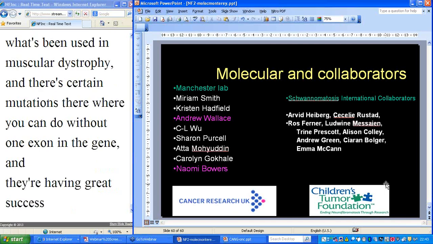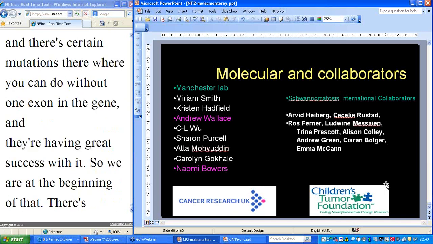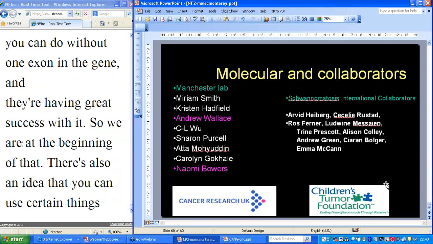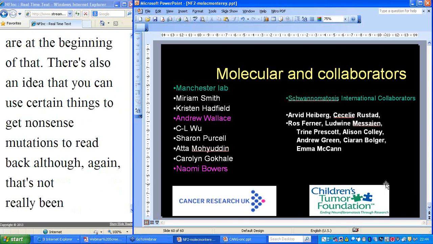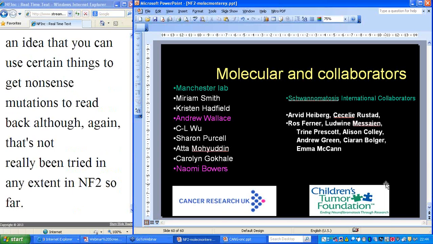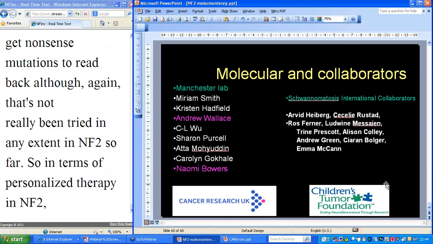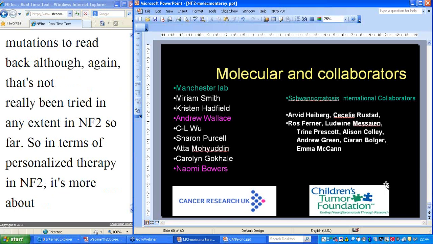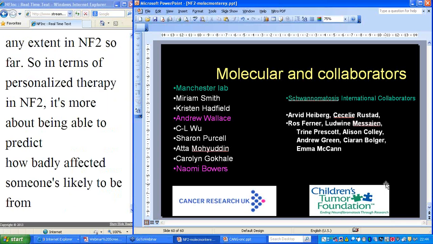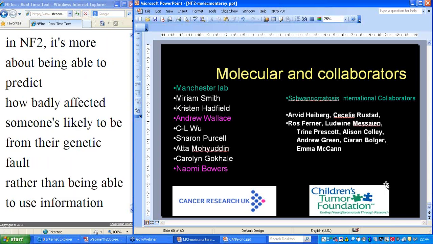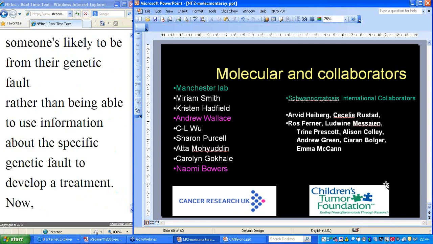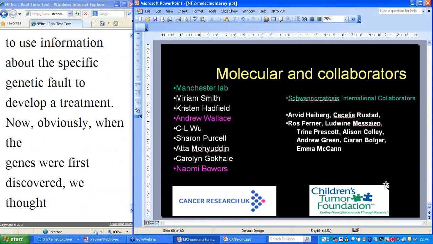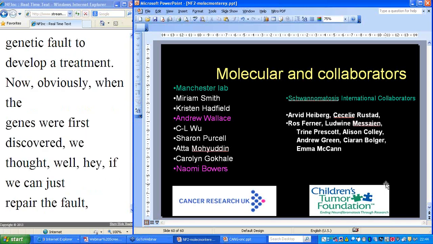There's also an idea that you can use certain things to get nonsense mutations to read back, although again that's not really been tried to any extent in NF2 so far. So in terms of personalized therapy in NF2, it's more about being able to predict how badly affected someone's likely to be from their genetic fault, rather than being able to use information about the specific genetic fault to develop a treatment. Now, obviously, when the genes were first discovered, we thought, well, hey, if we can just repair the fault, then that person will be better.